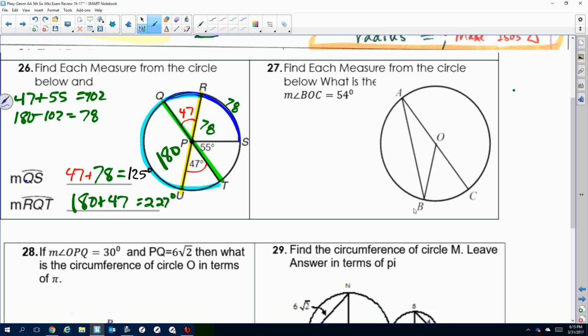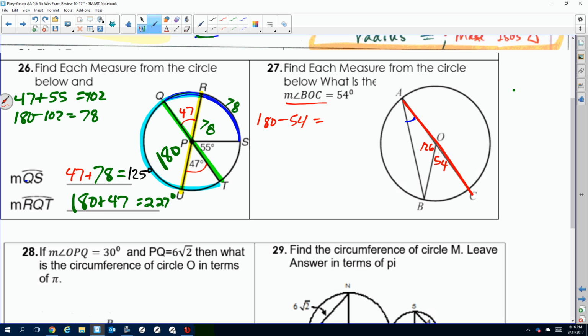I think they want us to find the measure of angle BAO. So the measure of angle BOC is 54. This is a diameter, so it makes a linear pair. If I do 180 minus 54, I get the other central angle, which is 126.